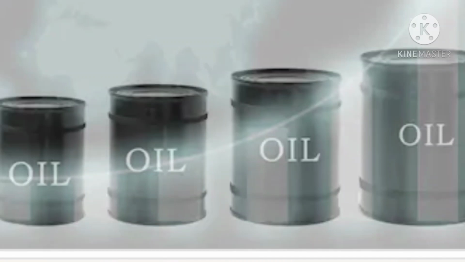Children, look at these oil drums, how they are arranged. Very good. They are arranged from the smallest to the biggest in order. This order is called ascending order.